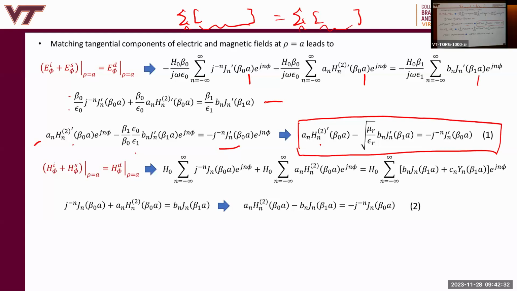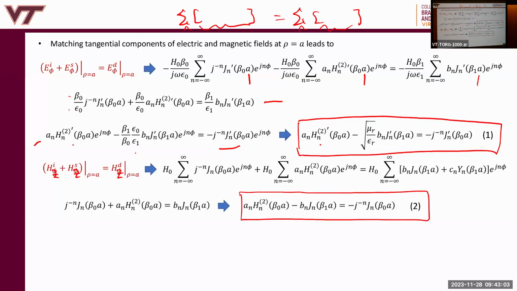All right. Now, this is the mistake that I was trying to say. This should be Hz, this should be Hz, and this should be Hz, right? We only have z components of H. So that was a copy paste error. Okay, so Hz incident plus Hz scattered at rho equal to A is equal to Hz dielectric at rho equal to A. So we write out the equality in terms of the expansions for the z component of H, and we end up with this expression here. All right, that's equation 2.